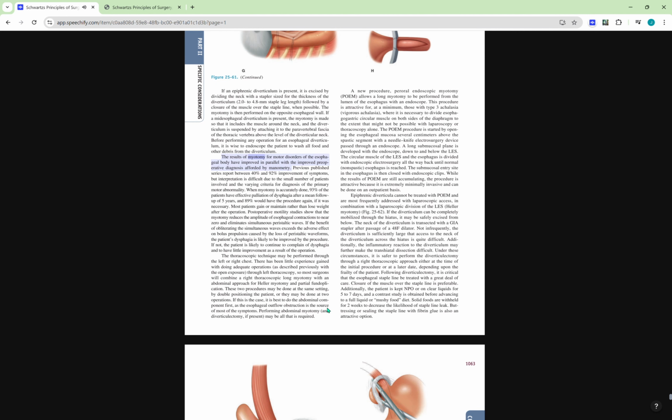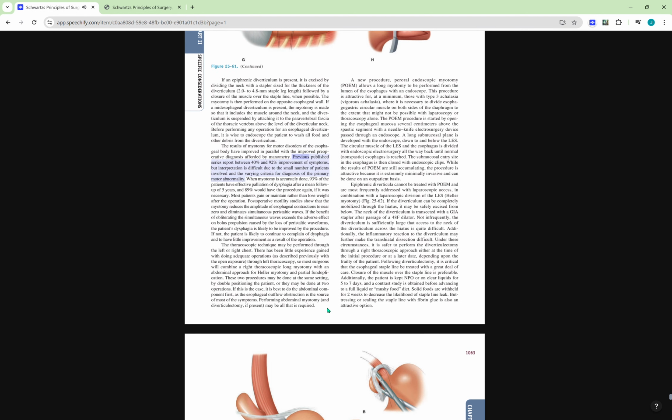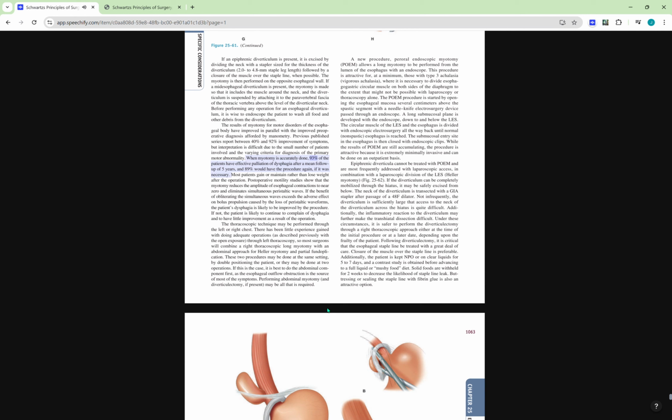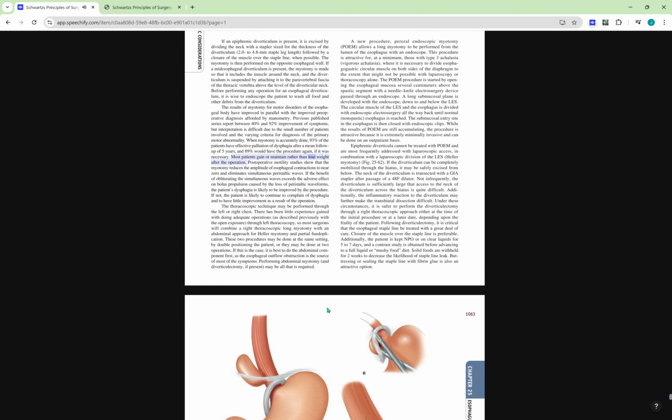The results of myotomy for motor disorders of the esophageal body have improved in parallel with the improved preoperative diagnosis afforded by manometry. Previously published series report between 40% and 92% improvement of symptoms, but interpretation is difficult due to the small number of patients involved and the varying criteria for diagnosis of the primary motor abnormality. When myotomy is accurately done, 93% of the patients have effective palliation of dysphagia after a mean follow-up of 5 years, and 89% would have the procedure again if it was necessary. Most patients gain or maintain rather than lose weight after the operation.